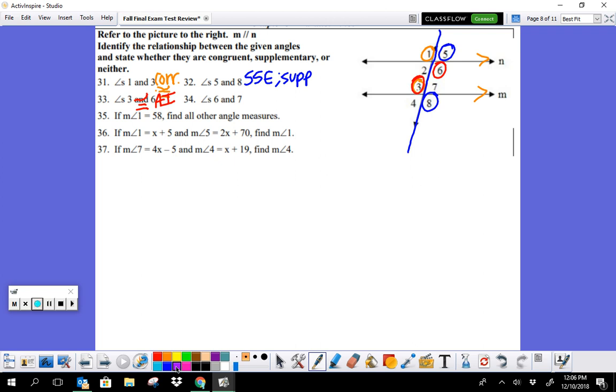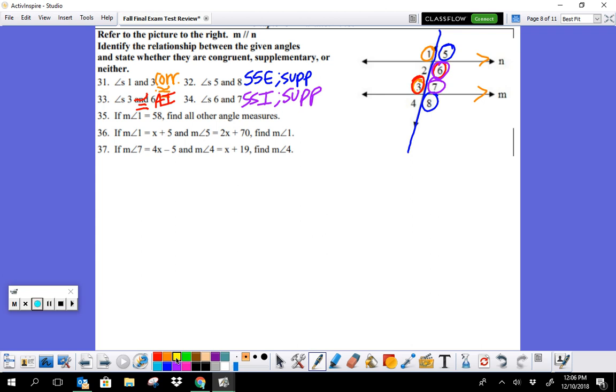34, angle 6 and 7. Notice those are on the same side of the transversal, and they're on the interior in between our parallel lines. So that would be same side interior. And again, remember, anything same side is going to be supplementary.